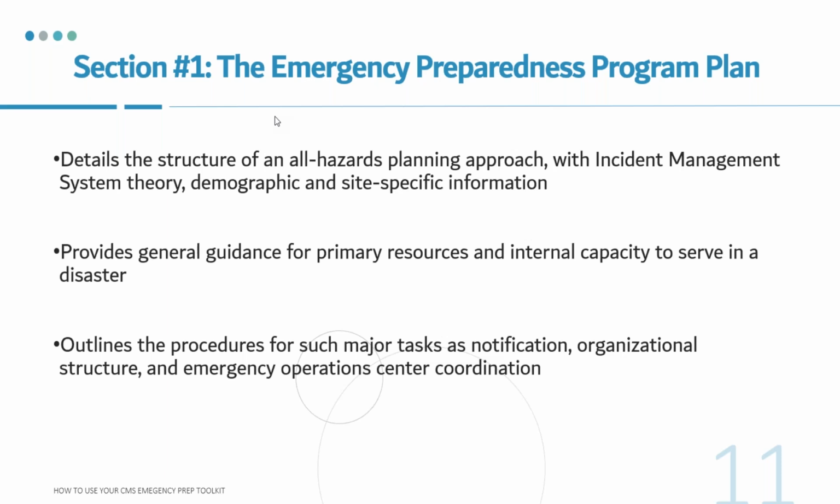This section, the emergency preparedness program plan, also provides general guidance for primary resources and internal capacity during a disaster, and it outlines the procedures for major tasks such as notification, organizational structure, and emergency operations center coordination. So this section sums up all of your emergency information in one easy to use place.